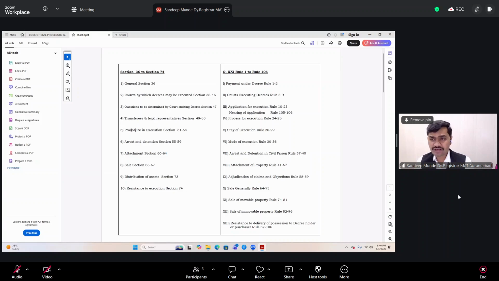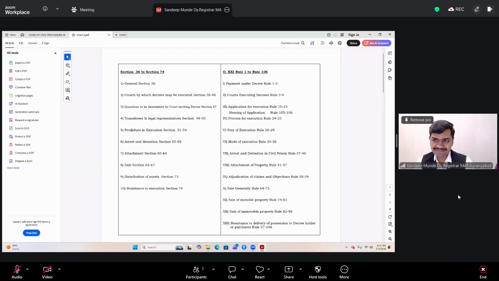The second mode is by attachment of the property, by attachment and sale of the property, or by sale without attachment. C. By arrest and detention in prison. How to execute the decree? It is also one of the modes of execution of the decree, that is by arrest and detention in prison for a period not exceeding the period specified in section 58, where arrest and detention is permissible under that section. D. By appointment of receiver.